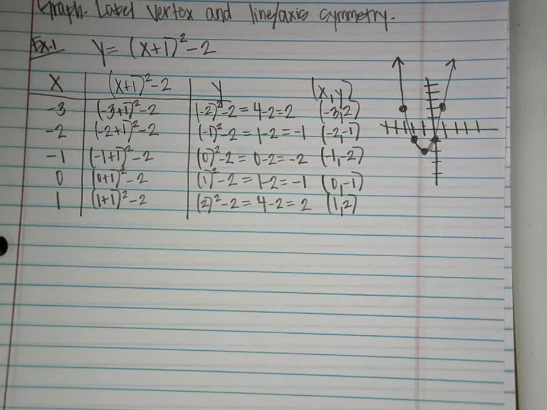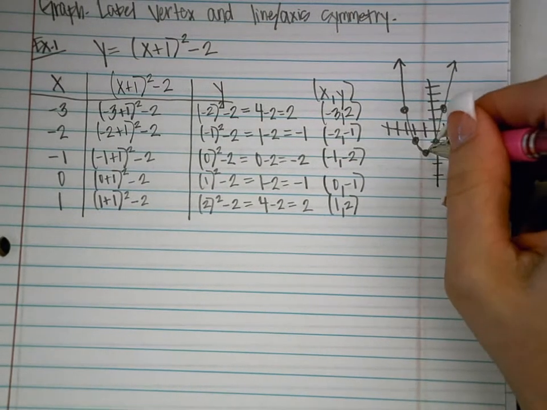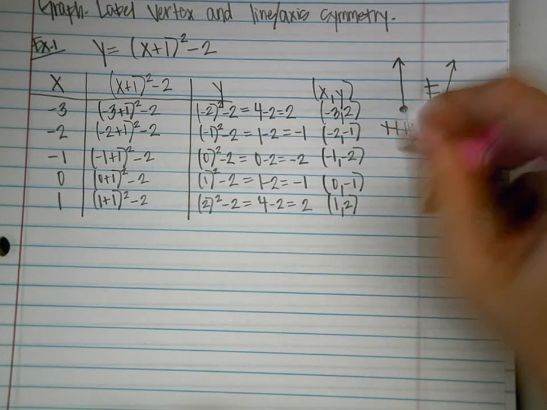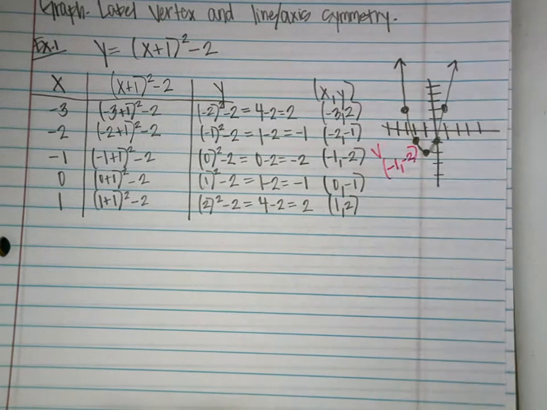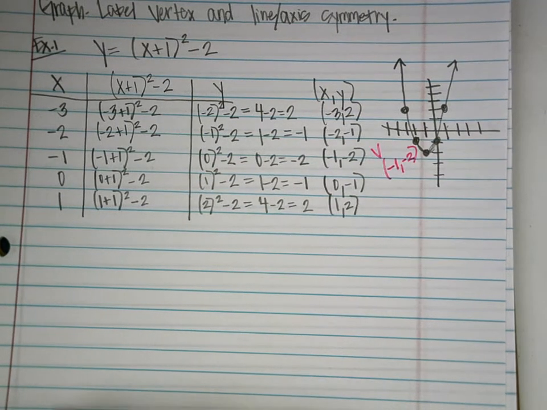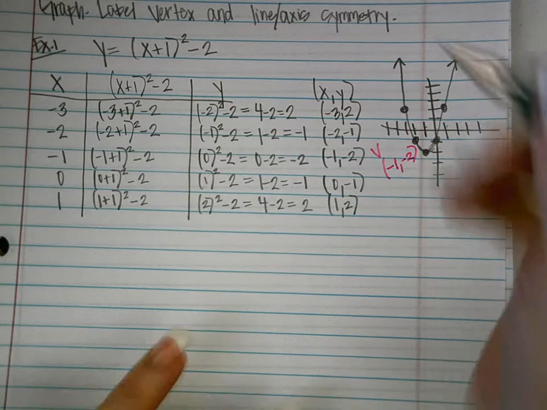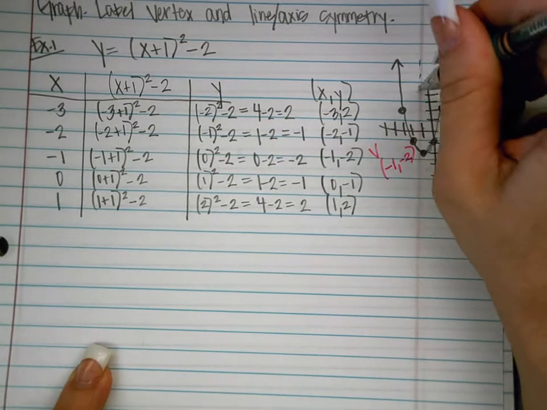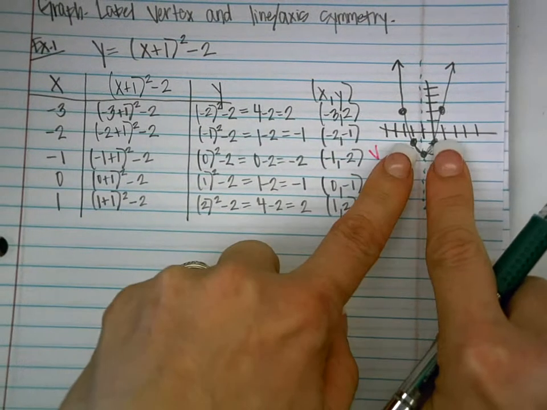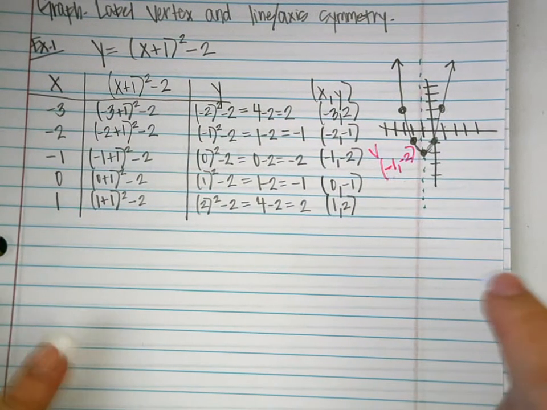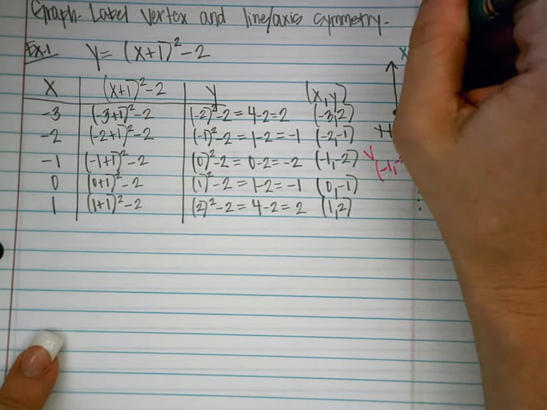Where do you think is the vertex? What point do you think is the vertex? Right here. So negative 1, negative 2 would be your vertex. Okay, your vertex is at negative 1, negative 2. What else can you label here? The line of symmetry. The line of symmetry would go straight through here. Okay, because you can tell that each point on each side is symmetric around this point. What would the line of symmetry be? What line is this? X equals negative 1.